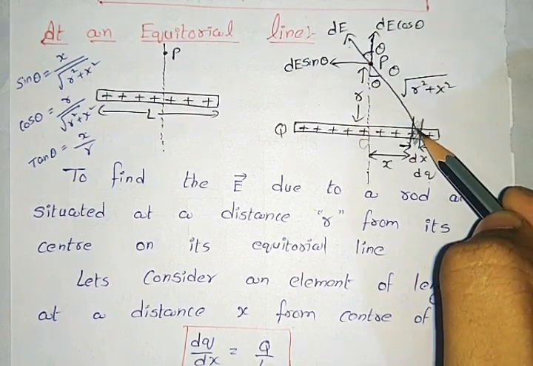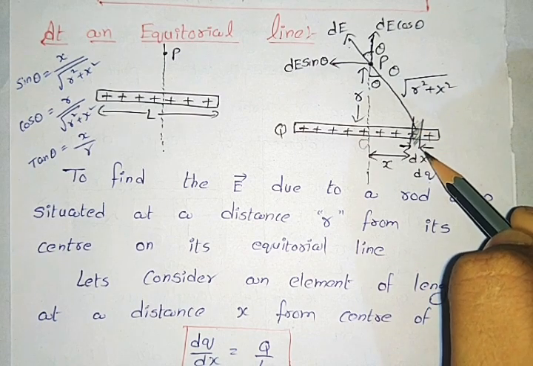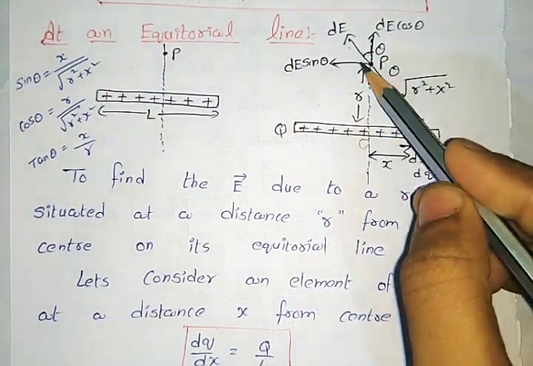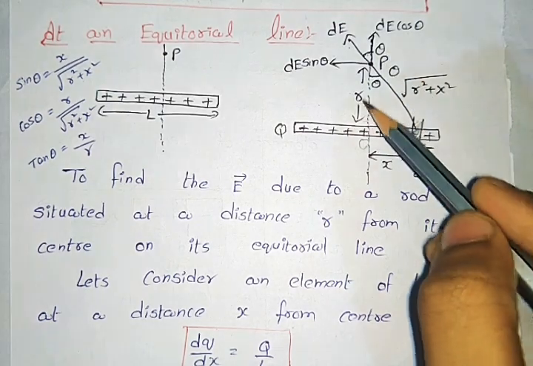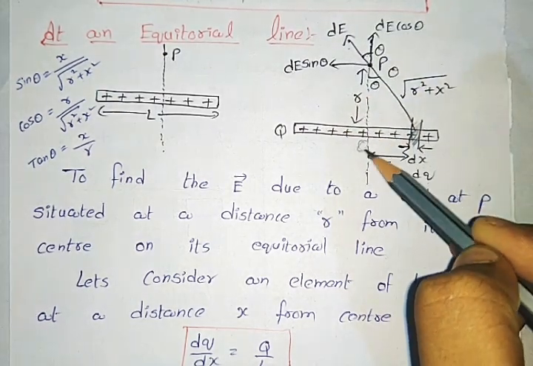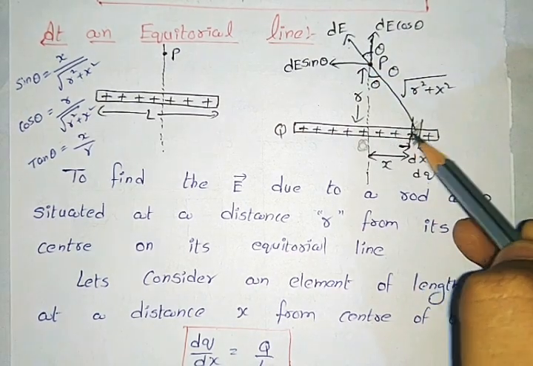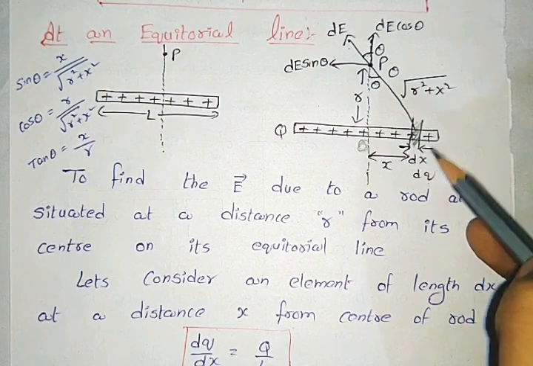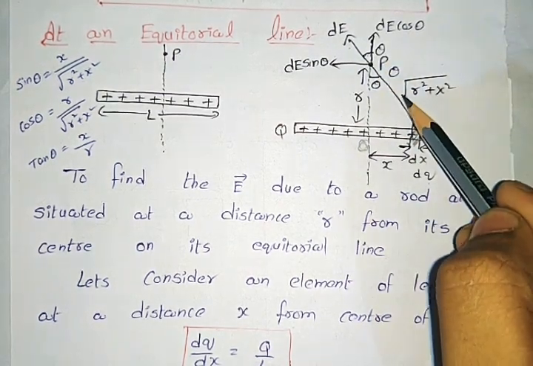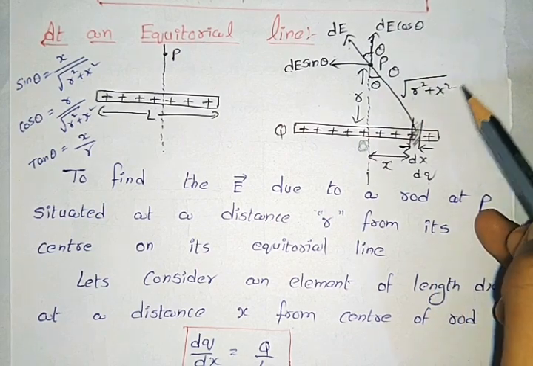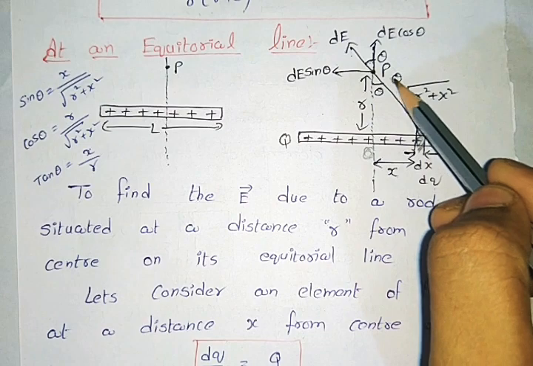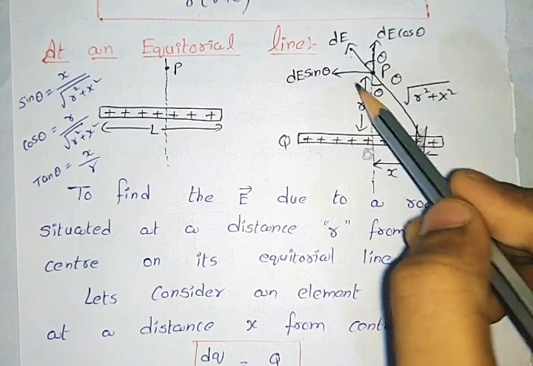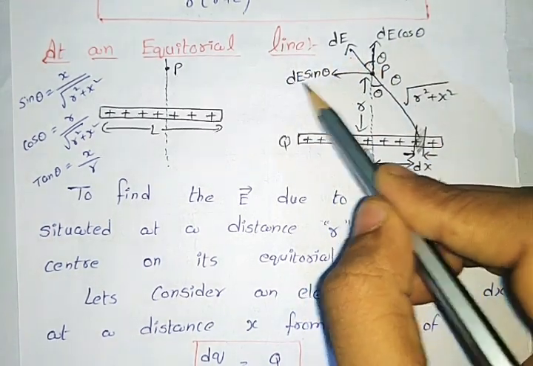So the electric field intensity at this particular point due to the charge dq will be dE. You can observe that a right angle triangle is formed. r is the distance from the center O to point P, and x is the distance from the center to this element dx. For this right angle triangle, the hypotenuse will be root of r square plus x square. Now this dE has a component along this axis, which is dE cos theta, and its component along the x axis is dE sin theta.